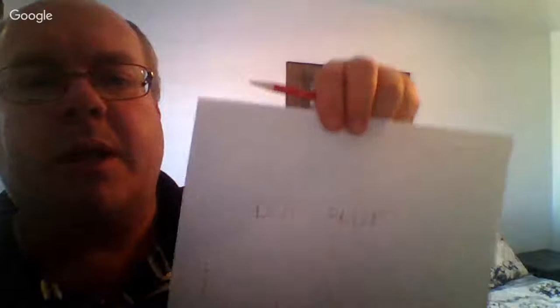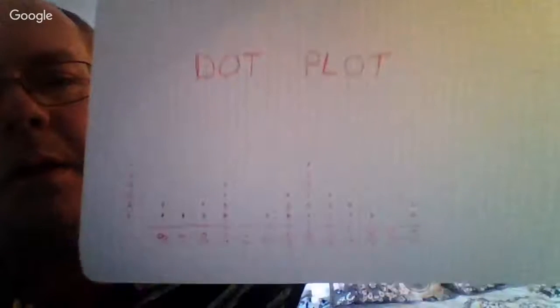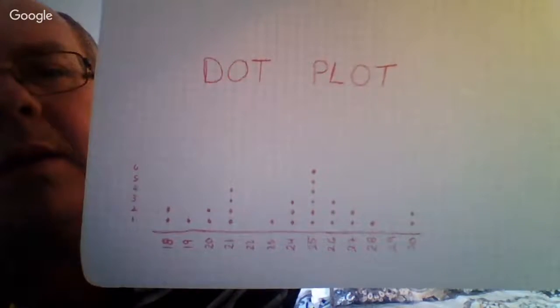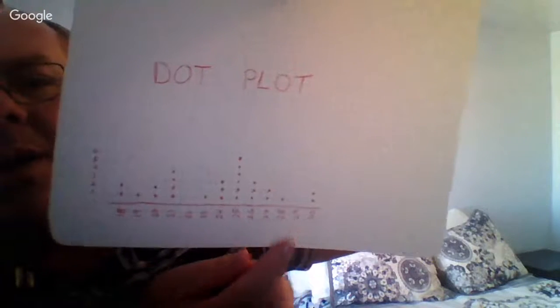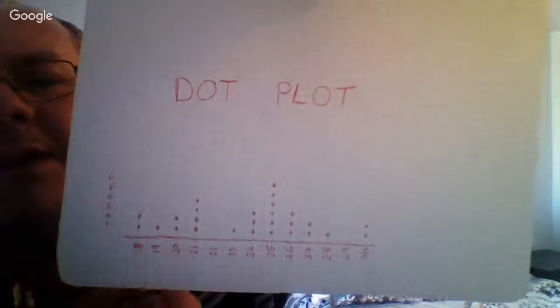I did these on graph paper, but you don't have to do them on graph paper. It just helps me keep things lined up better. This is a dot plot. So what I've done over here, up along the bottom, you can see I've put all the numbers. My lowest number is 18. And my biggest number is 30.